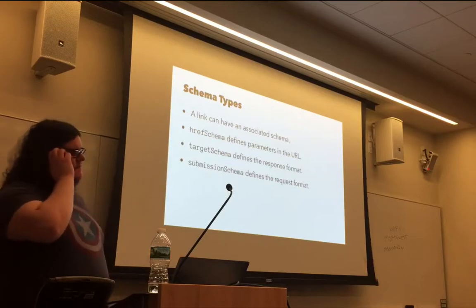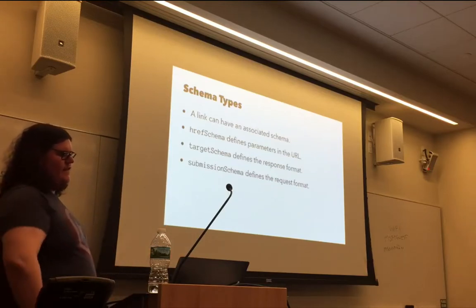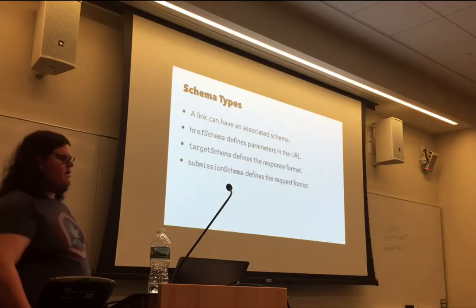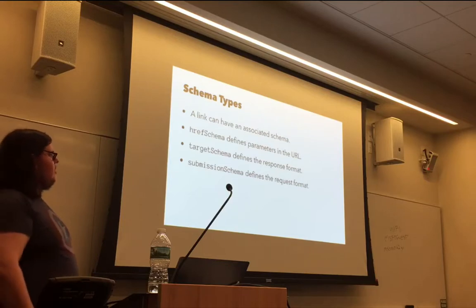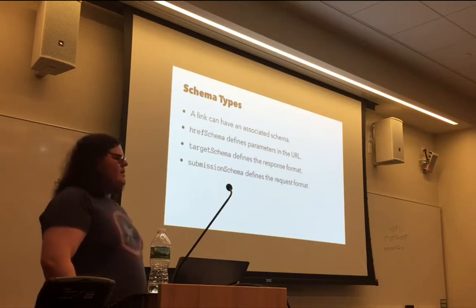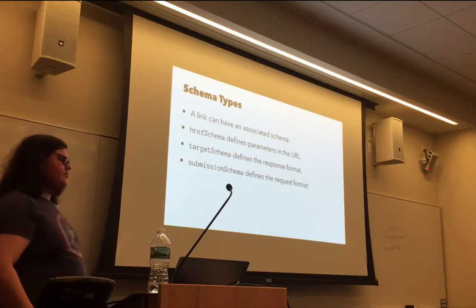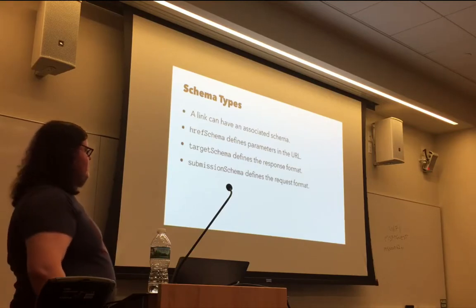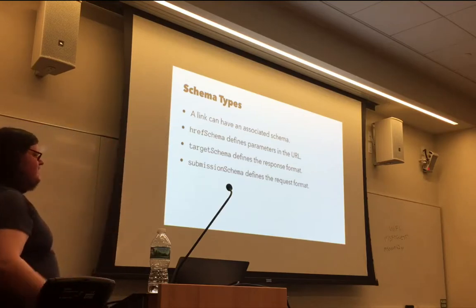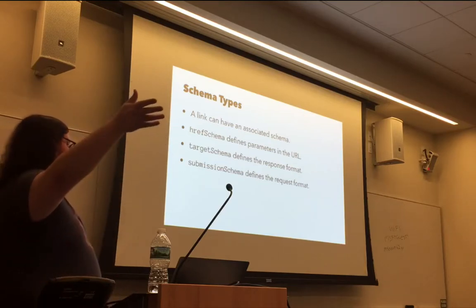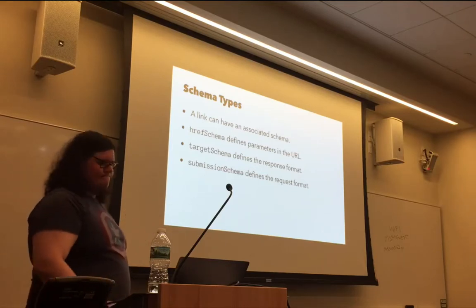We also have the schema types that we touched on a bit. A link can, does not have to, have an associated schema. A ref schema defines the parameters in the URL. This is useful for GET requests. Target schema defines the response format. There isn't much that is very immediately helpful for that, but it can help to reduce additional HTTP requests. If you're saying that the resource at a given URL has a schema, that means it doesn't have to go and fetch the schema as an additional request. And then submission schema defines the request format.